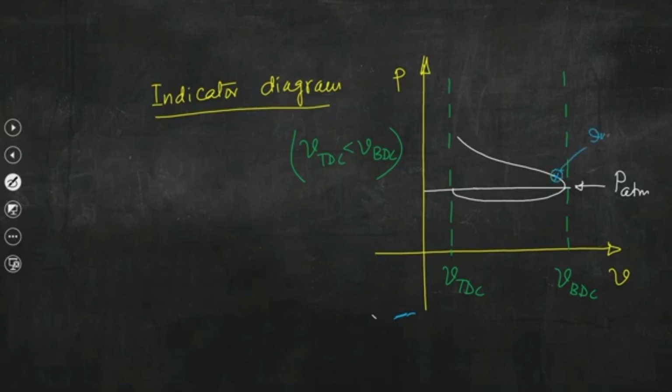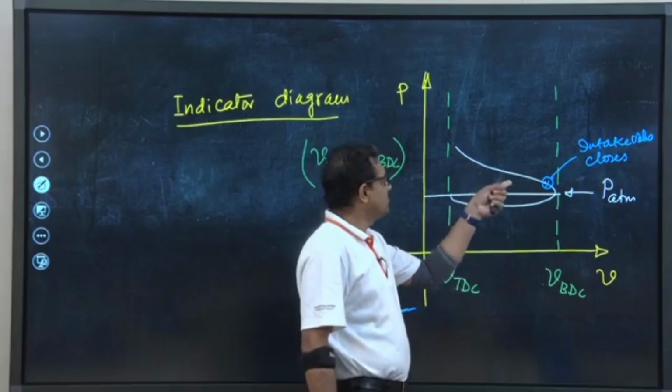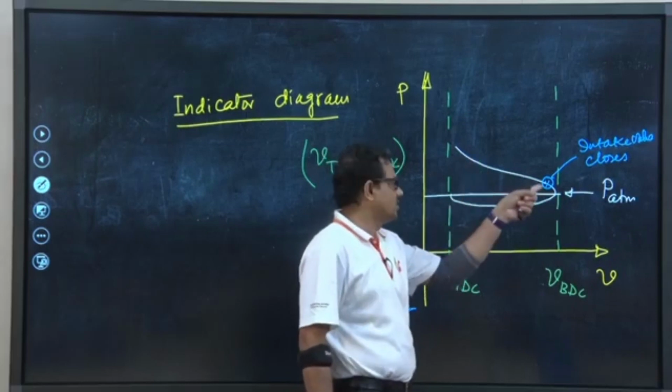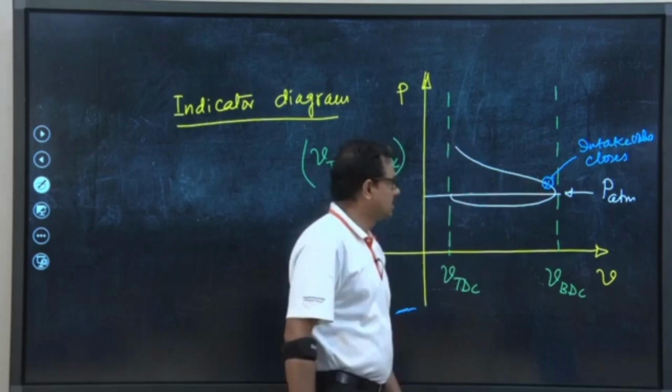So, intake closes, intake valve closes, okay. And then exhaust is remaining closed, and you can see the exhaust is remaining closed, but now intake closes. So, we can see the pressure rise.